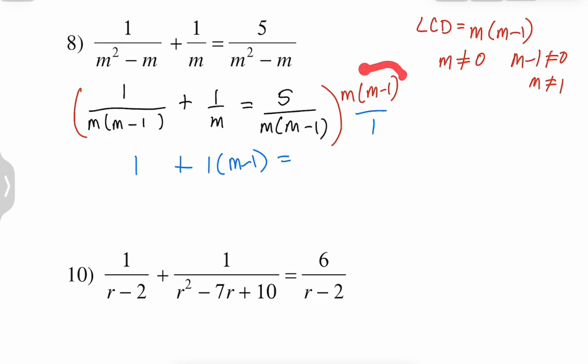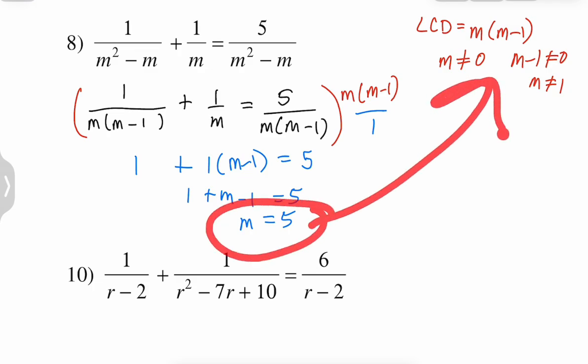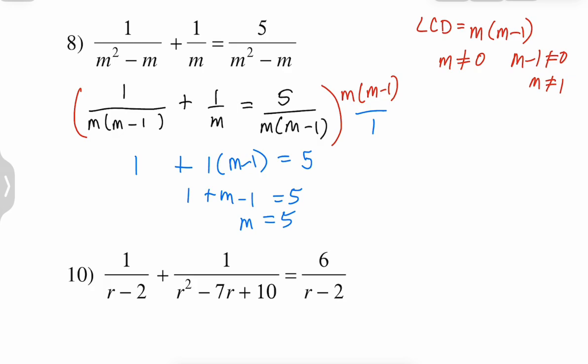In this piece, if it's sitting there next to the 5, the m's are going to cancel. The m minus 1s are going to cancel. The only thing left would be 5 times 1, or 5. And now it's just an equation. We have 1 plus m minus 1 equals 5, so m is equal to 5. Now, always compare that to our extraneous values. 5 is not 0 or 1. So 5 works just fine. That is our answer.